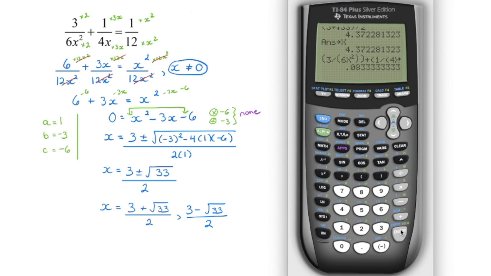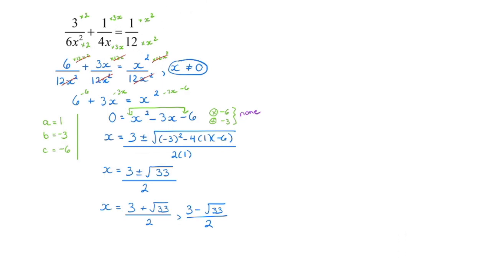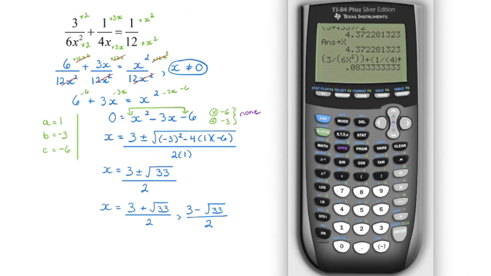So my left side has a value of 0.08, etc. Now I want to check, is that equal to the right side, which is 1/12? So we're going to go 1 divided by 12, and we're going to see, yes, they are equal, so that means this first solution works. Now we're going to start over. We're going to do the second one.